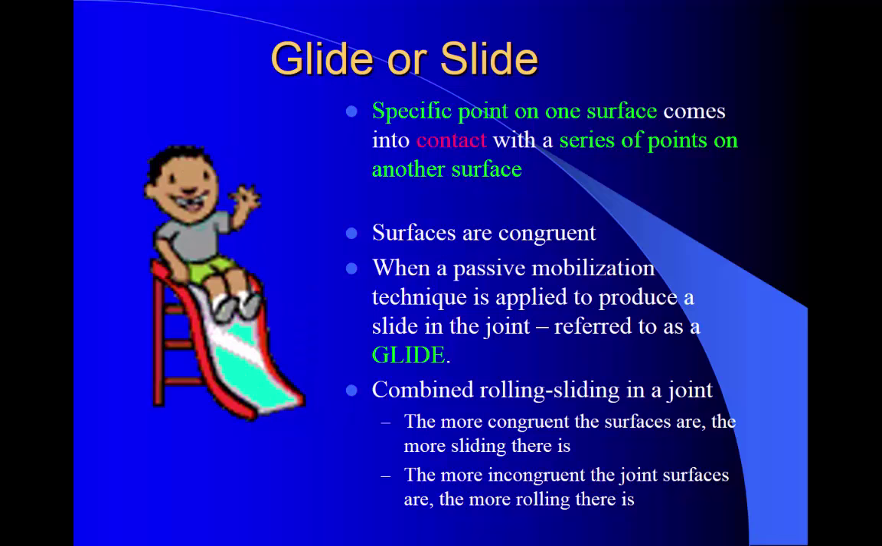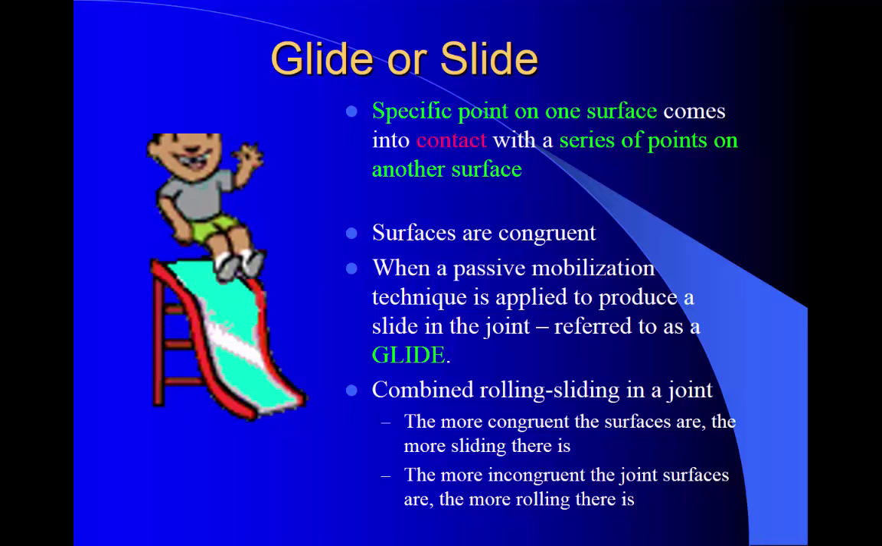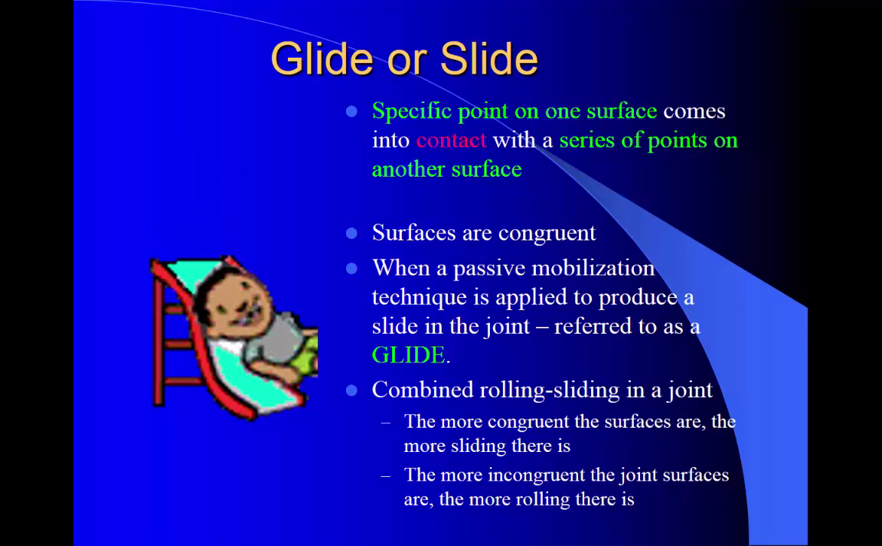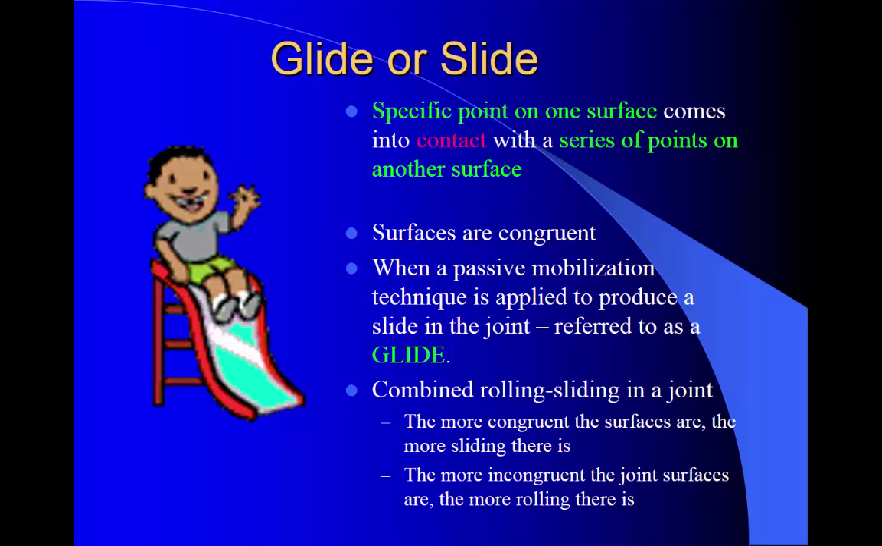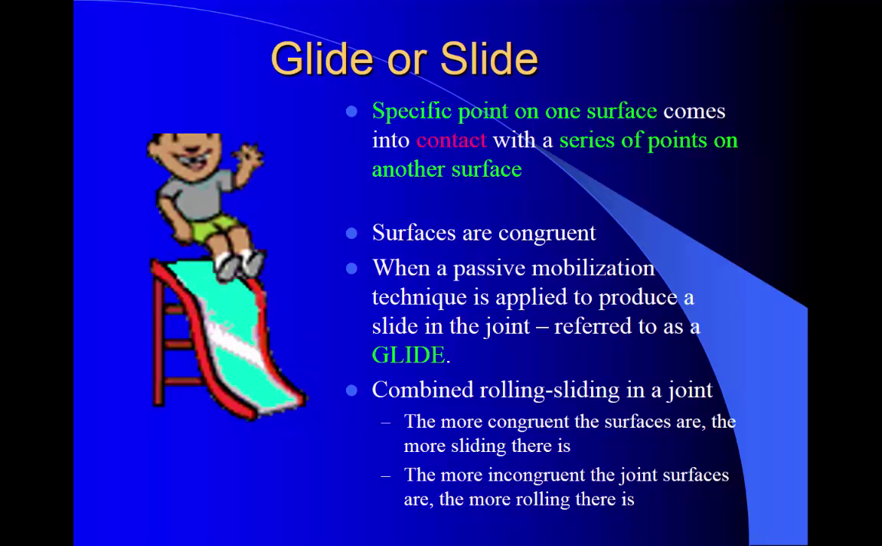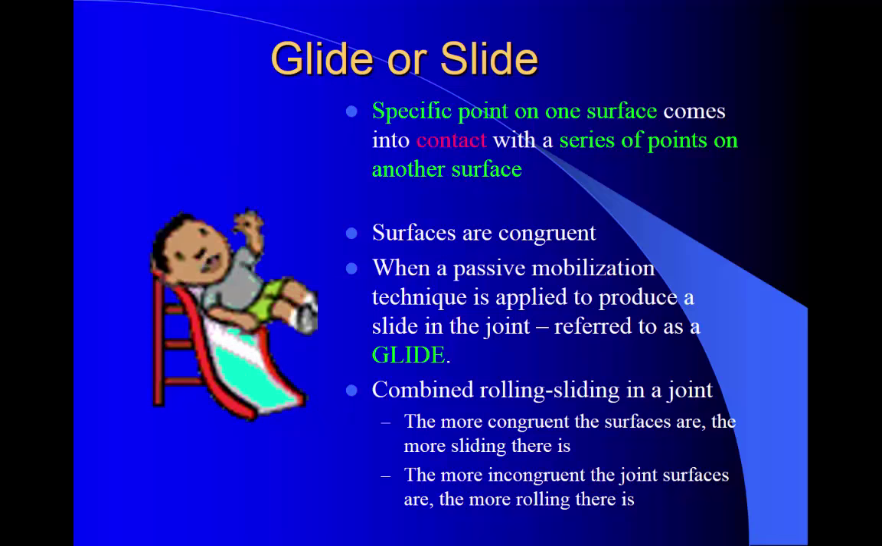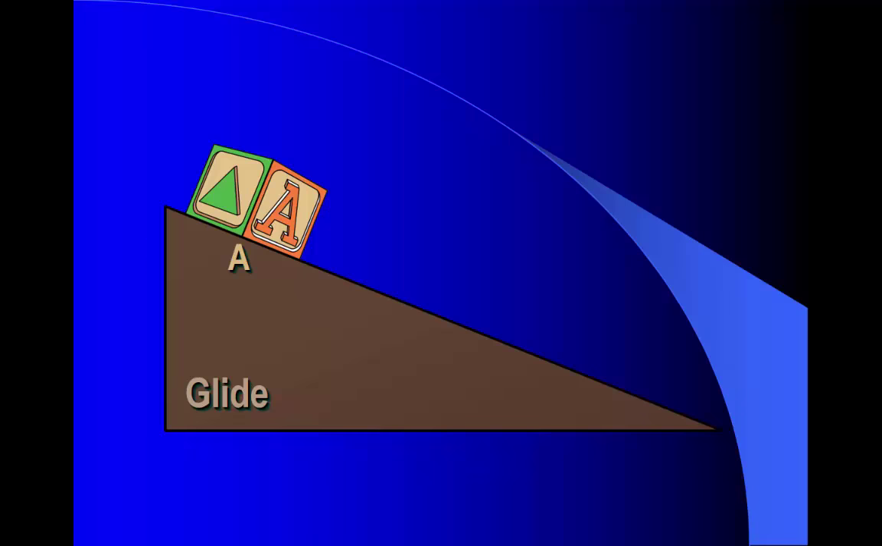A glide or a slide occurs when specific points on one surface come into contact with a series of points on another surface. This typically occurs when the surfaces are congruent. When a passive mobilization technique is applied to produce a slide in the joint, it is referred to as a glide. It is common to combine rolling and sliding in a joint. The more congruent the surfaces are, the more sliding there is. The more incongruent the joint surfaces are, the more rolling there is. Here is an illustration of glide or slide.